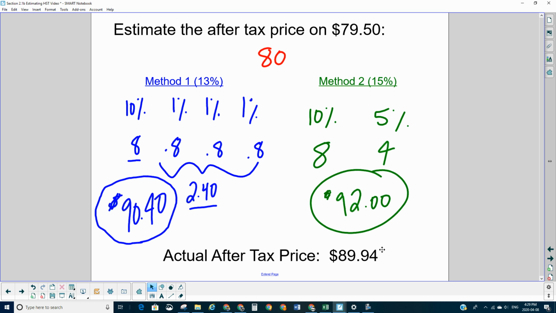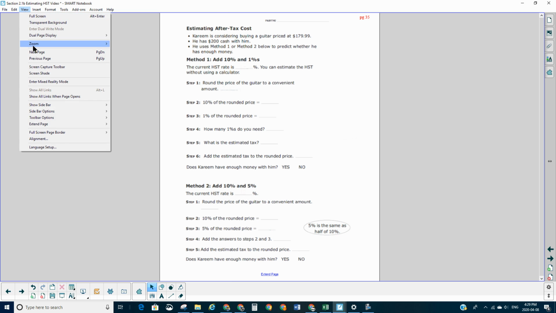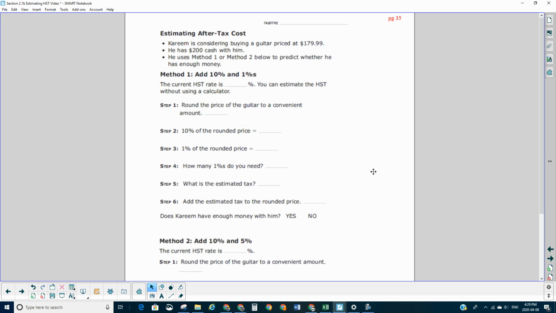Okay, so let's go to our workbook now. We're going to go to page 35. On 35, we're going to formally write down all of the estimating that we just did in those two examples. You'll see there's method one and method two. So we're estimating the after-tax cost on something that Kareem's buying. He's considering buying a guitar, and the price of the guitar is $179.99. He's got $200 cash with him, but he's a little nervous that that's not enough. So he's going to use these two methods to predict if he's got enough money to pay for it.